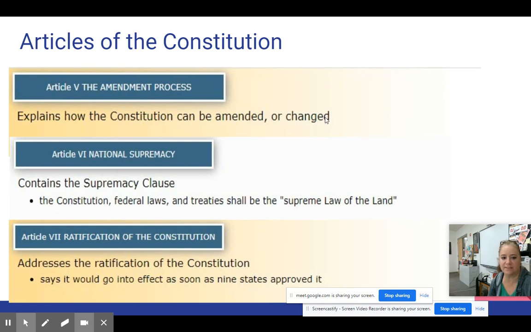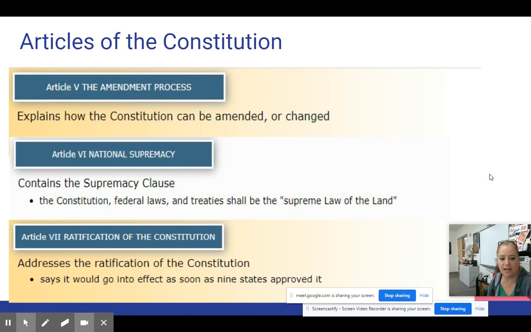Articles 5, 6, and 7 talk about the amendment process, the national supremacy, meaning that the Constitution ultimately is the supreme law of the land. And the last one talked about the ratification of the Constitution. And that was done, so that's one we won't really look into. It's just how does the Constitution get ratified, and it was ratified back in 1789.